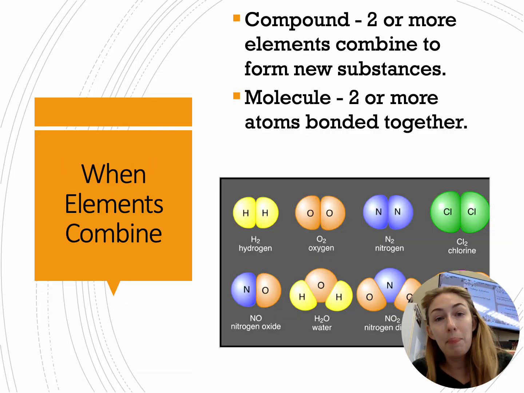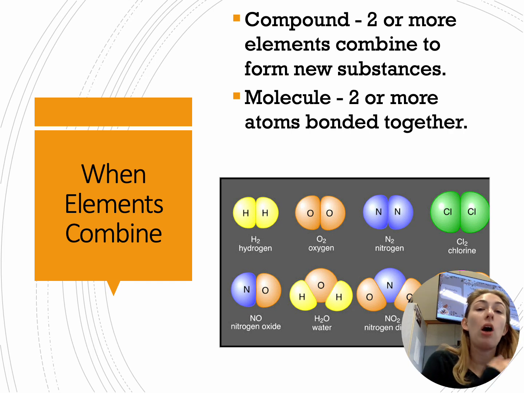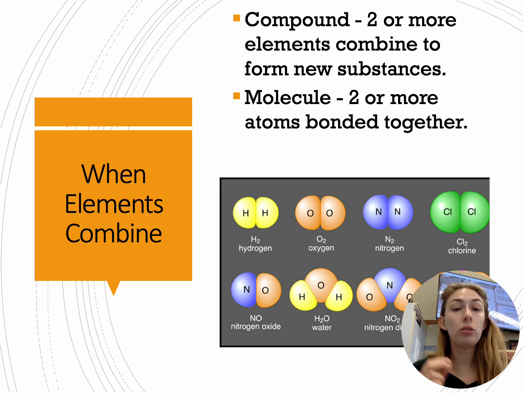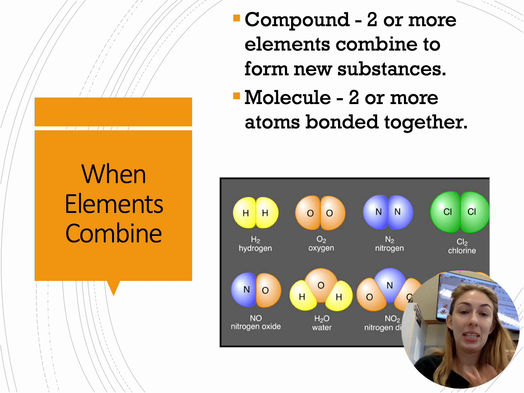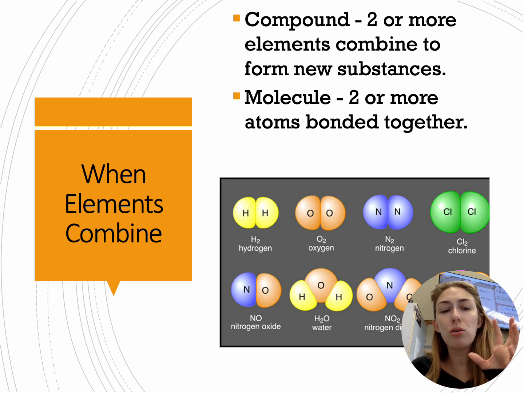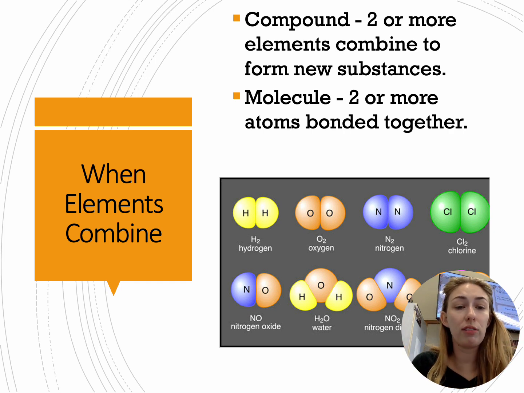When elements combine, they form a compound. A compound is two or more elements combining to form a new substance. For example, O2, right? A molecule is two or more atoms bonded together. So it's kind of like O2 versus NO. We have two different elements, nitrogen and oxygen, versus two oxygen, right? That's going to be that compound versus our molecule.